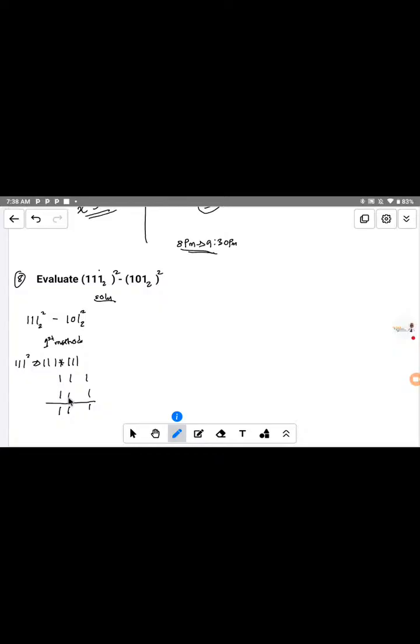That's 1 times 1. It will be written under here. 1 times 1 is 1, 1 times 1 is 1, 1 times 1 is 1. This one will be placed under this one. 1 times 1 will be 1. 1 times 1 will be what? 1. And then we add it together.